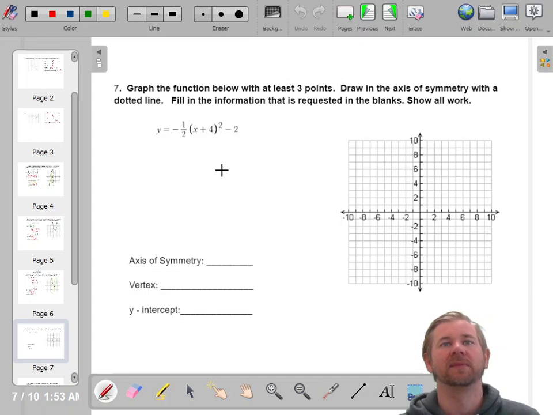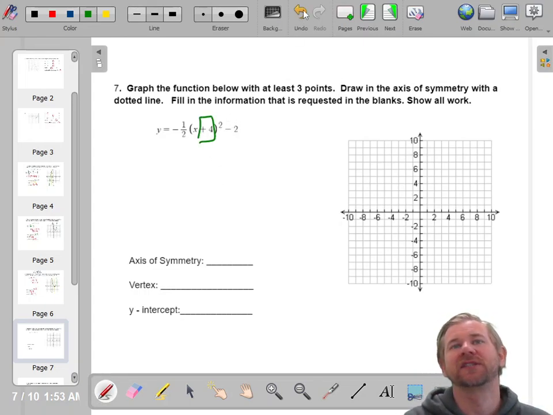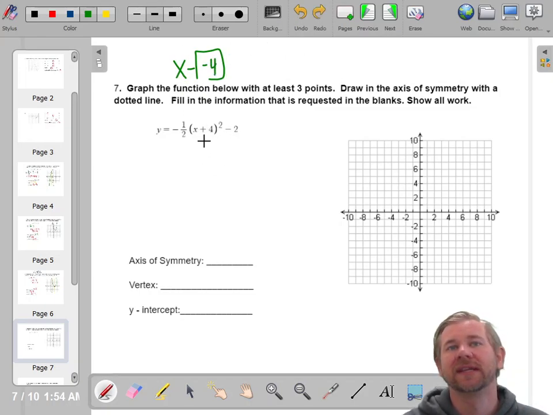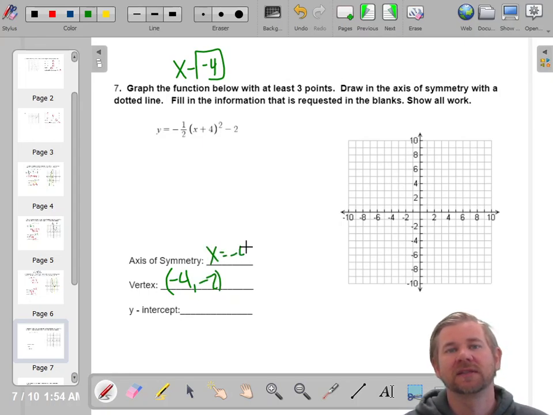Another vertex form problem. So in this problem, it's +4. Remember, it's x minus something. They must have plugged in a -4 because they wrote it as x plus 4. So they wrote it as x plus 4 because they canceled them out. So the vertex is -4 and then -2. And that means the axis of symmetry is -4. So that's right here.